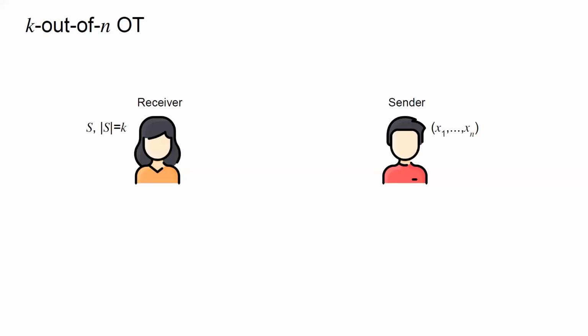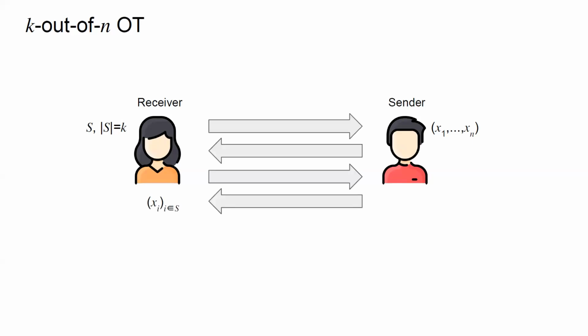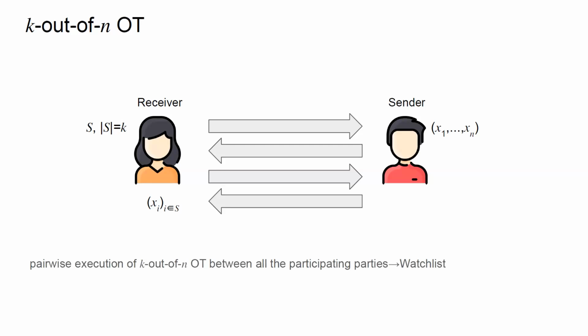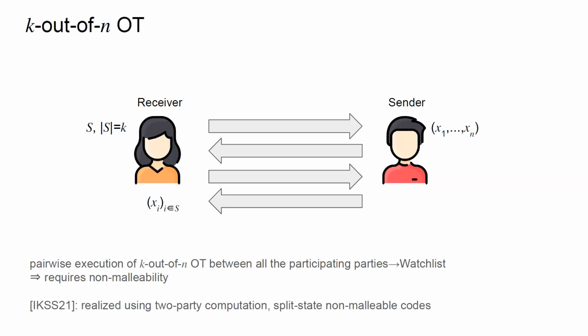The second one that we need is the K out of N OT, where we have a receiver that has as input a set of indices of size K, and a sender who has N different inputs. They interact in 4 rounds of communication, and at the end, the receiver learns the desired inputs from the sender. In this previous work, they execute this protocol in parallel multiple times, and this is where some non-malleability is required, which is what they call a watch list. They realized this by using a two-party computation protocol as well as some split-state non-malleable codes.